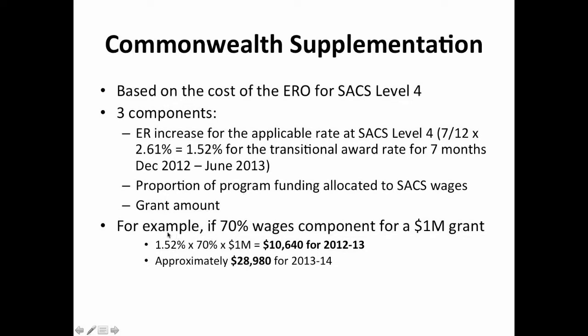So reflected here, we're looking at the 7-month increase of 1.52% multiplied by the 70%, which is the wages component, and then the $1 million grant. So for that 7-month period, it's likely that an organisation would have got approximately $10,640. For the 12-month period, 2013 to 2014, that organisation will be looking at roughly $28,980.